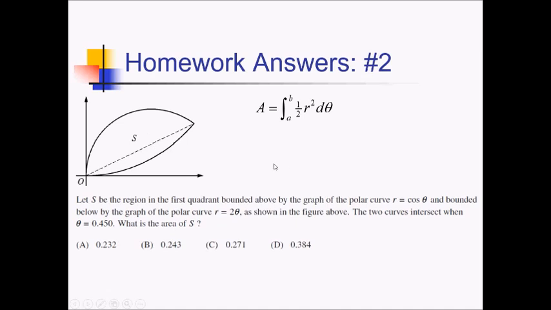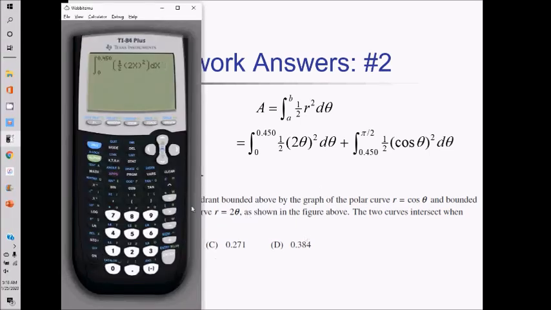So my first integral, I'm going from 0 to 0.450, and that's going to be the integral of this underneath curve, 2 theta squared, and I'll have a 1/2 in there as well. And then I'm going to have to add to that the integral from 0.450 until this looks like pi over 2 here, of the other curve, cosine of theta, and again, 1/2 times that squared, d theta. Let's go ahead and use the calculator for this now.